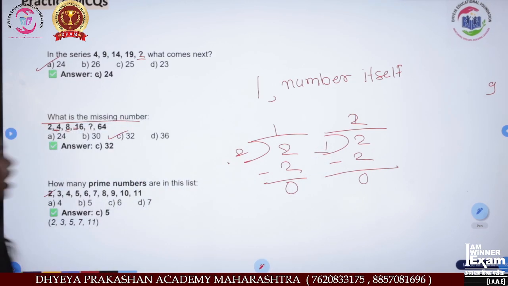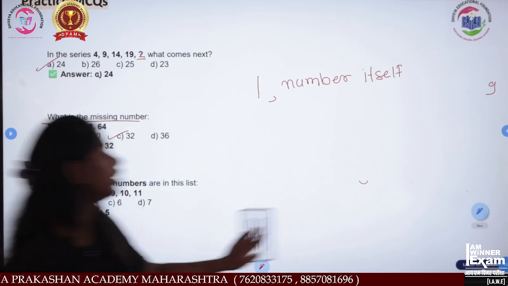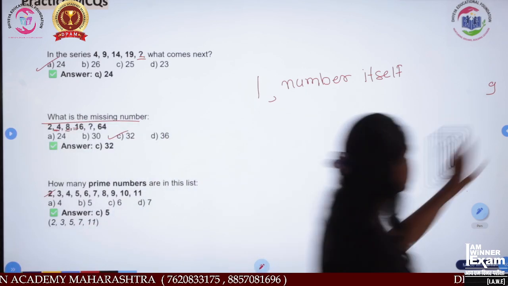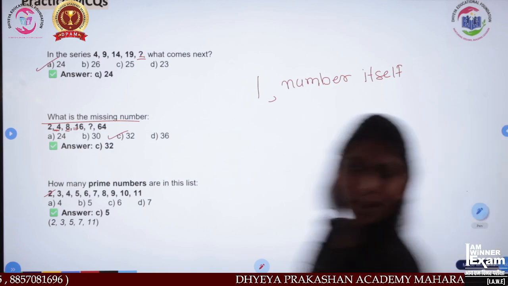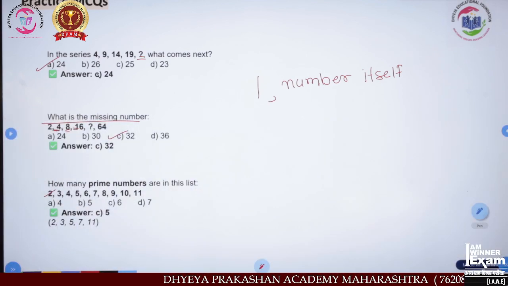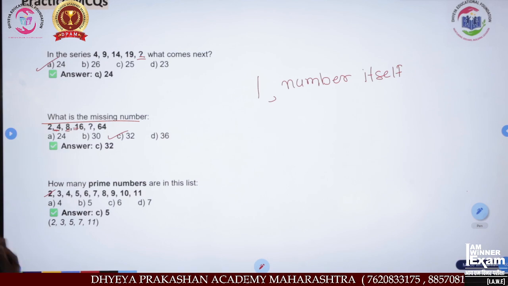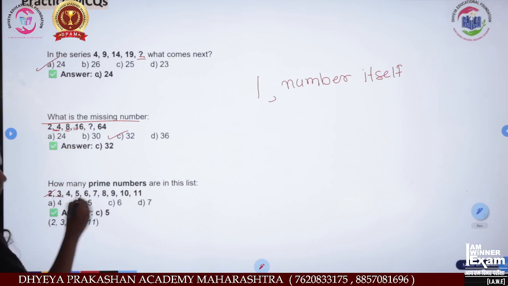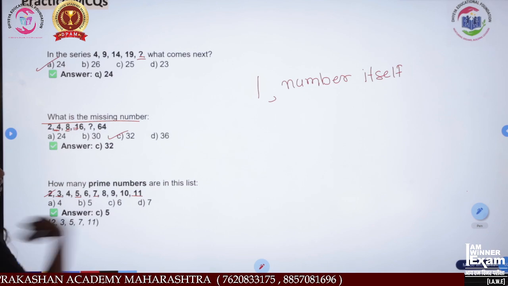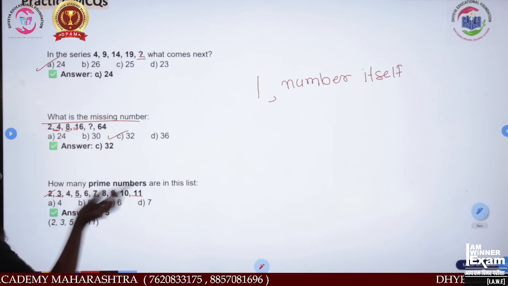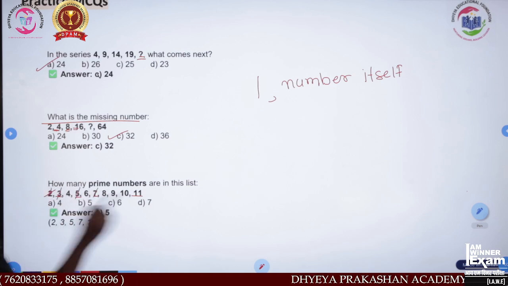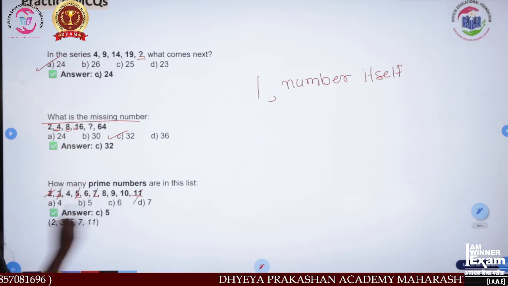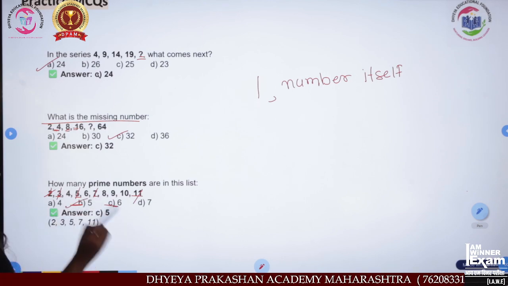Now in the same way, you have to take each and every number of the series and check whether the number is divisible by itself or by any other number leaving 1 and itself. So you will get the numbers 2, 3, 5, 7 and 11. These are the numbers which get divided by themselves and only by 1. Now how many numbers are there? 1, 2, 3, 4, 5. So 5 numbers. The correct option will be option B, that is 5.